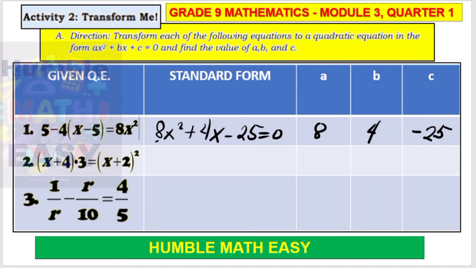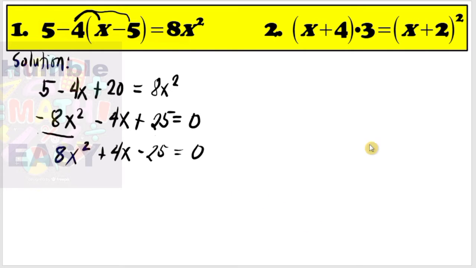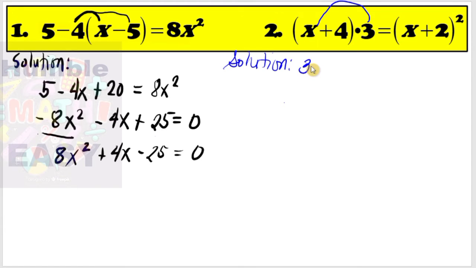So that's it. As we go through problem number 2, the given problem is the quantity x plus 4 times 3 is equal to the quantity x plus 2 squared. All we have to do for this is distribute the 3. For the solution, we now have 3 times x, which is 3x, and 3 times 4, which is plus 12.